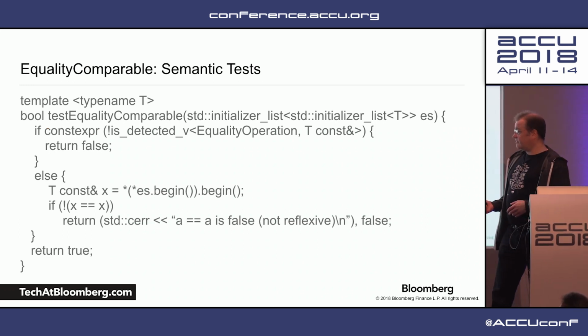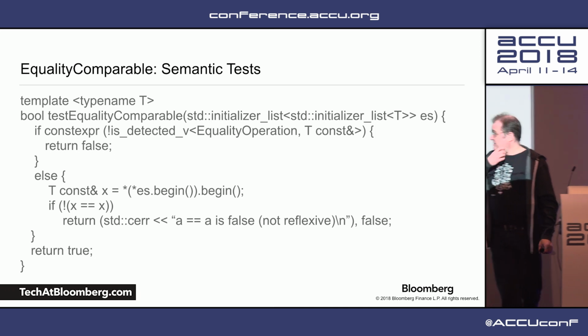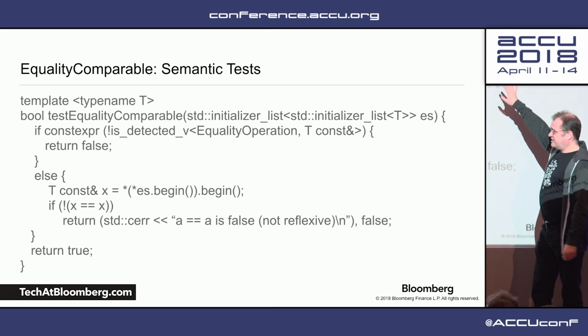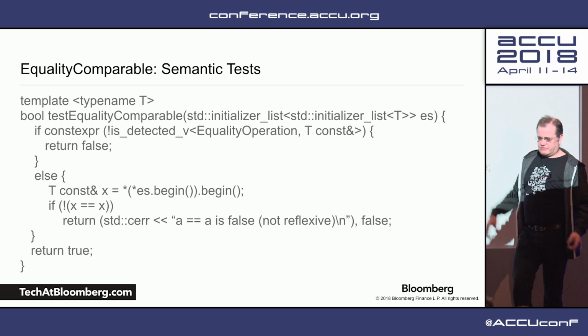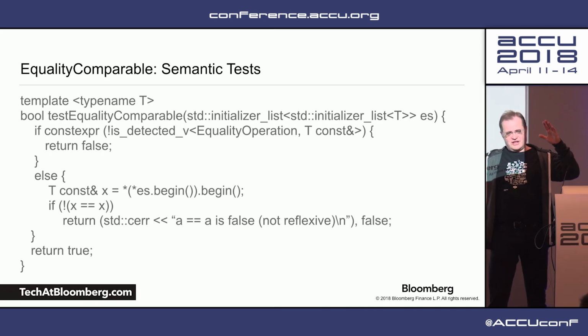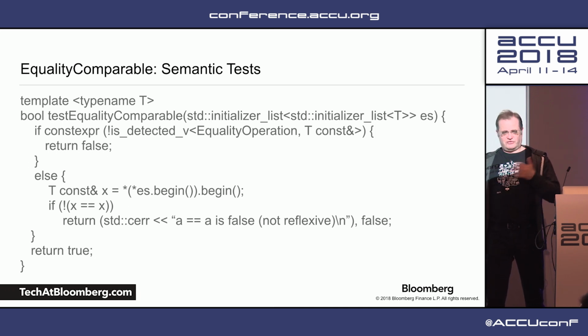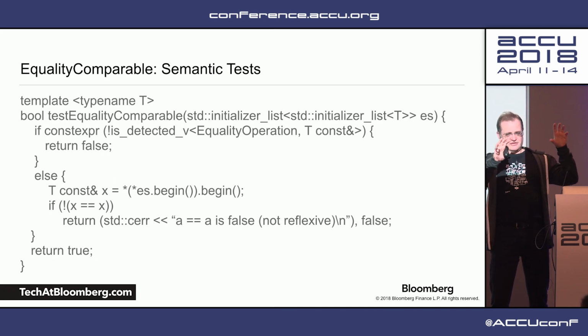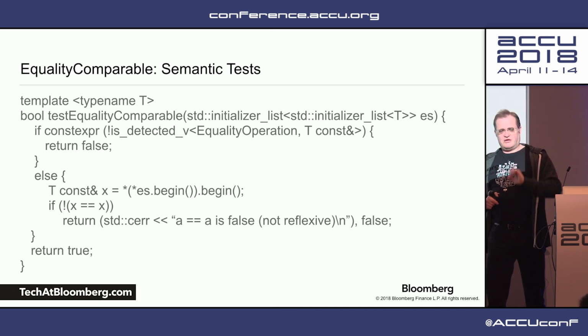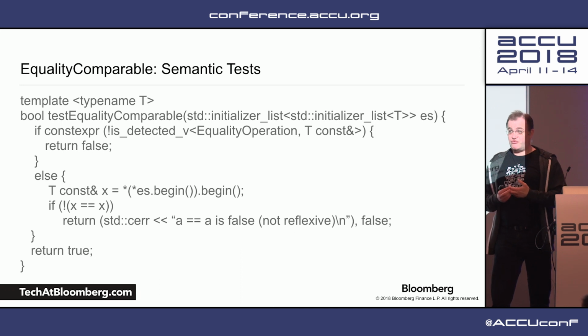Now, a semantic test on these things. Over here, the EqualityComparable probably needs a little bit odd arguments. For example, using an initializer list, the idea is you would basically provide a sequence of equal values. So the outer initializer list is always a different value, but the inner initializer list is equal values.